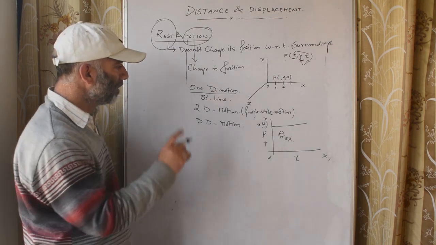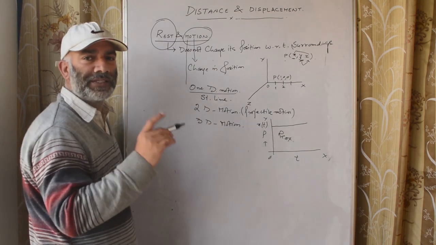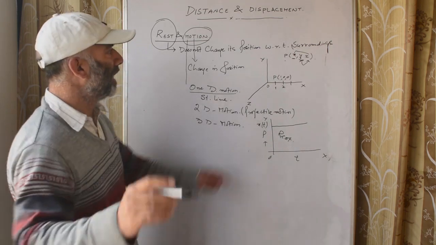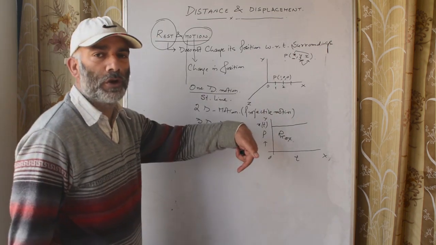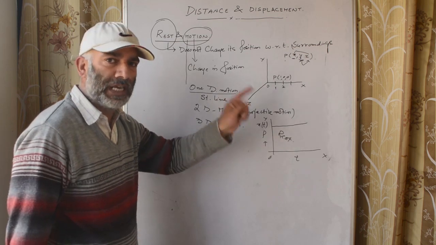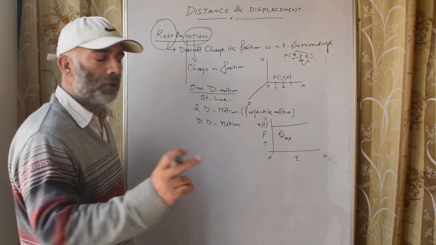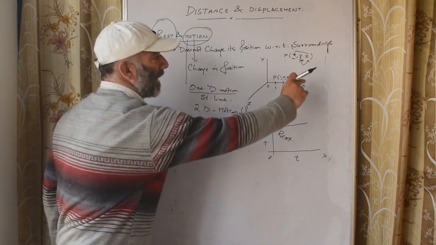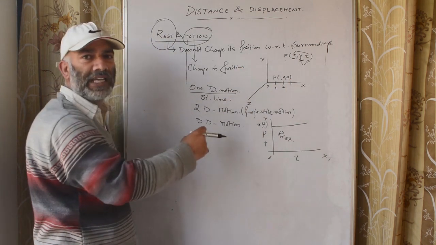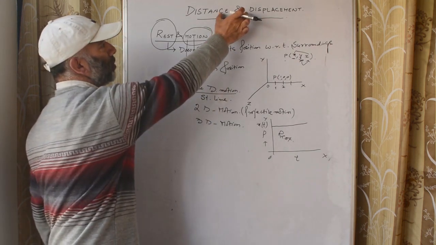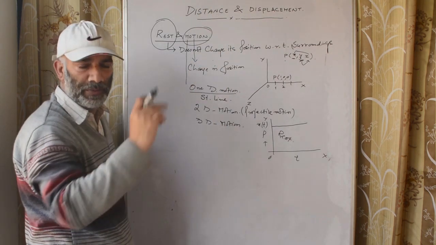But if the particle is executing one-dimensional motion, that is, if only one position coordinate changes with respect to time, it can be x coordinate, or y coordinate, or z coordinate. So it clearly means it can move along x-axis, y-axis, or along z-axis. Here we will be talking about two definitions. What is distance and the displacement?